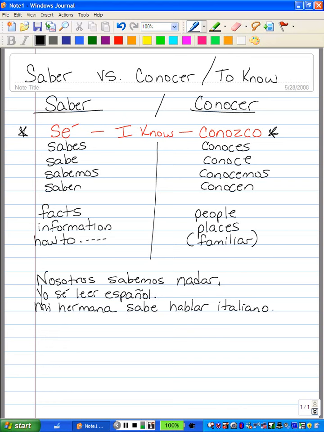Alright, for an example of places, a lot of times in English we say, for example, are you familiar with downtown Huntsville? Even a building, if you say, are you familiar with Madison Square Mall? Are you familiar with Disney World, etc.? That's when you're going to use the verb conocer.